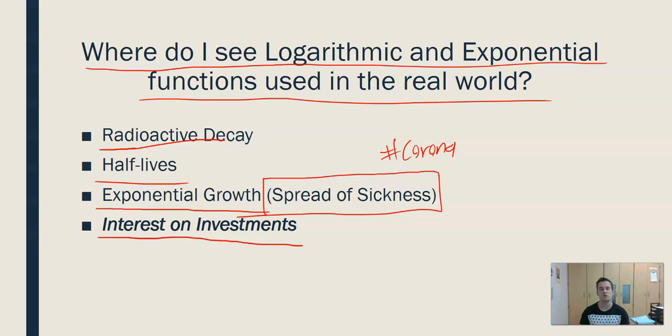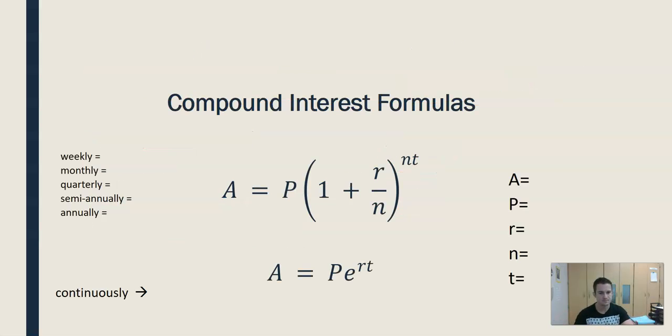So how do you use logarithms and exponents to calculate interest on investments? Like if you're putting money into a bank account or into a money market account or into a CD or into something like that. We're going to use exponents and logarithms to calculate how much money you might have after a certain amount of time. So these are the formulas that we're going to talk about today.